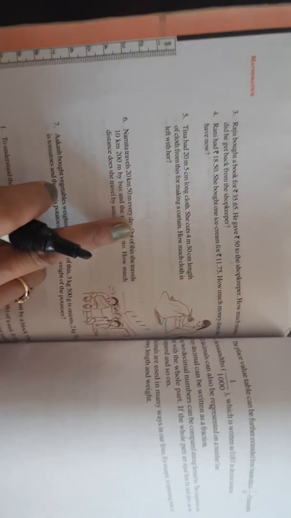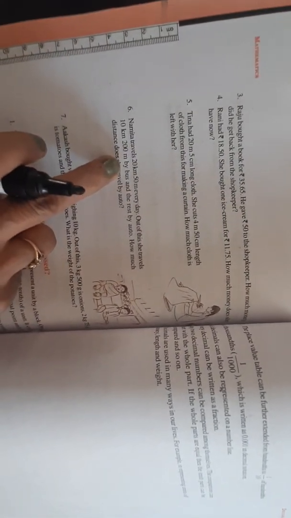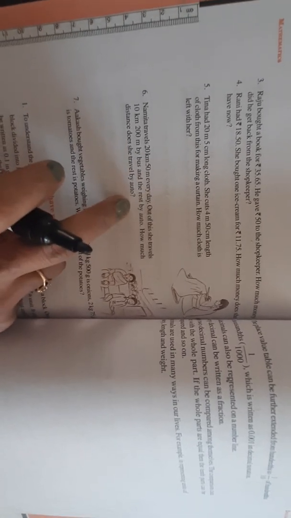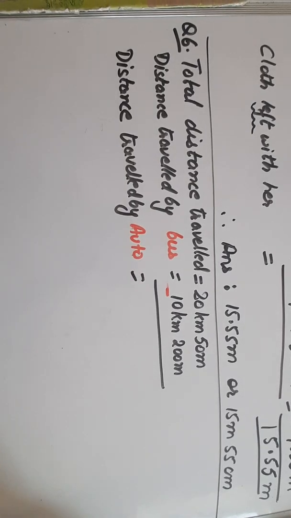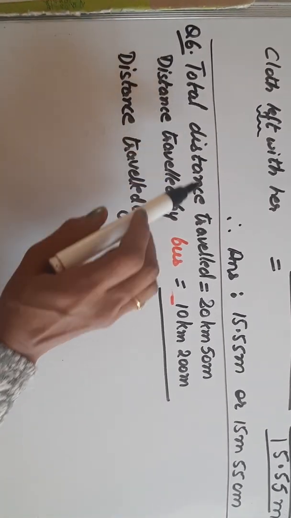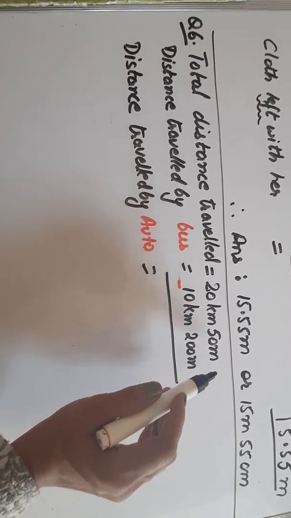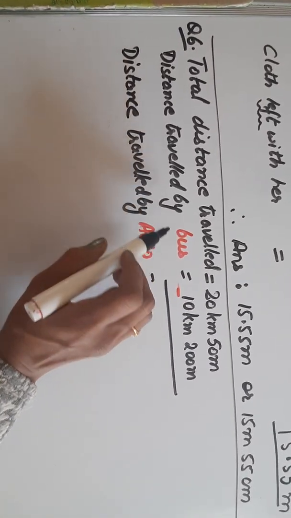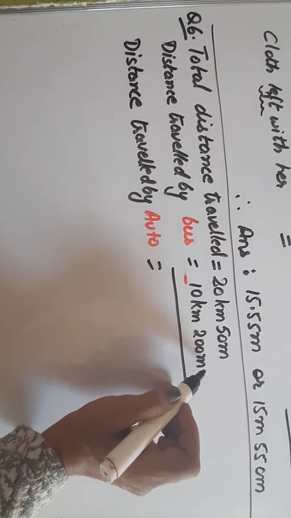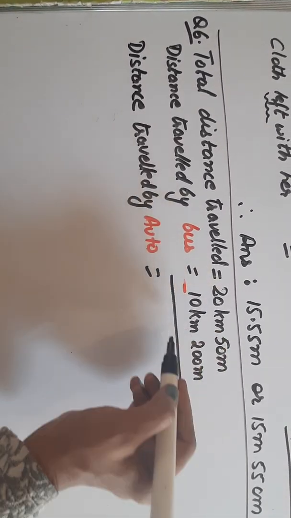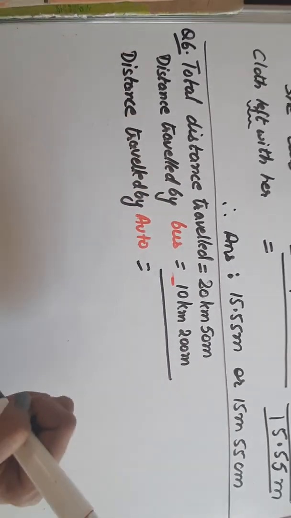Same here. Total distance is given to us. Traveled by bus is given to us. Rest means how much is left, that is the auto distance, which we have to find out. So let's solve it. So what do we write? Total distance traveled by Namita is equal to 20 kilometer 50 meters. Distance traveled by bus is 10 kilometer 200 meters. Then the distance traveled by auto we'll get by subtracting the two.